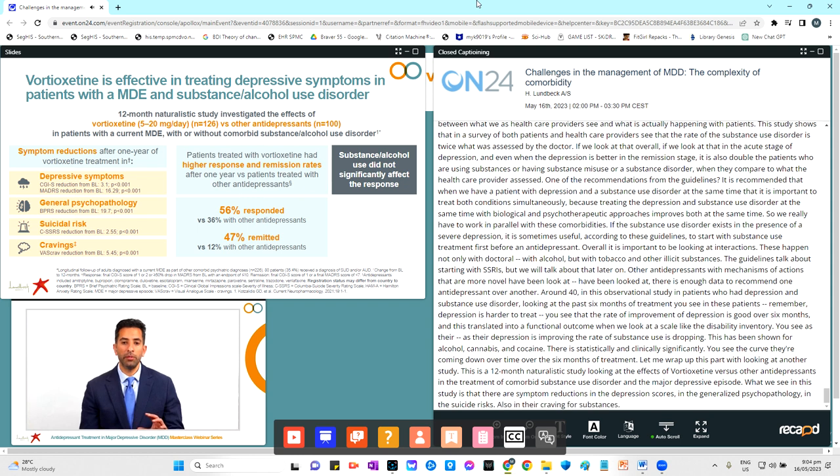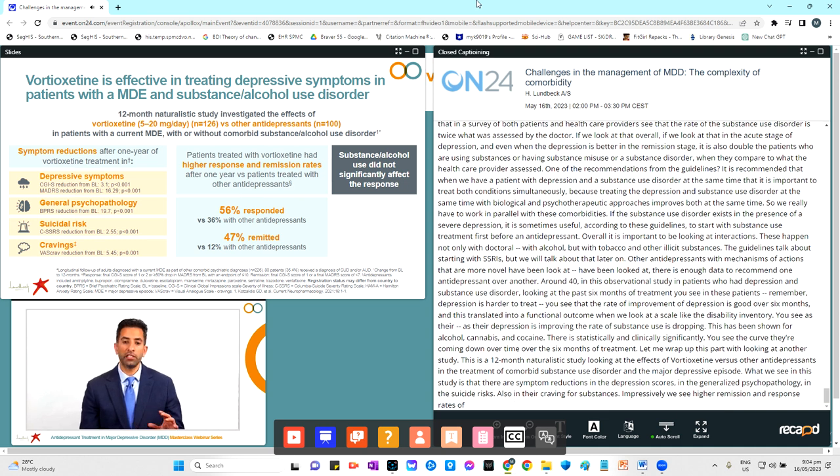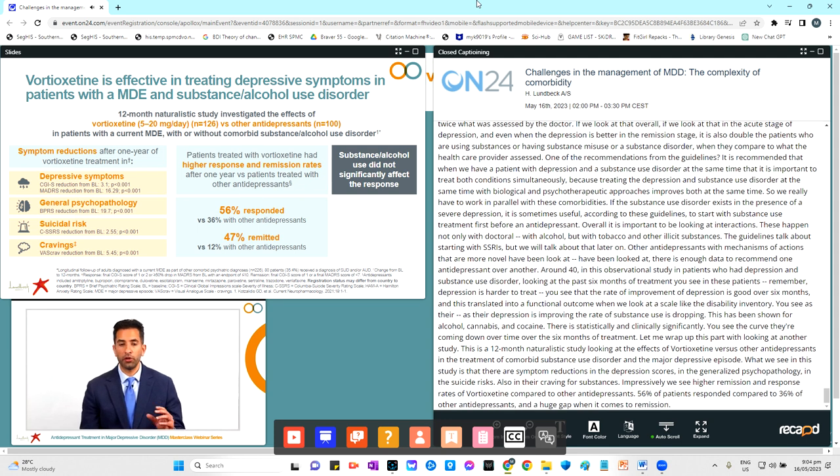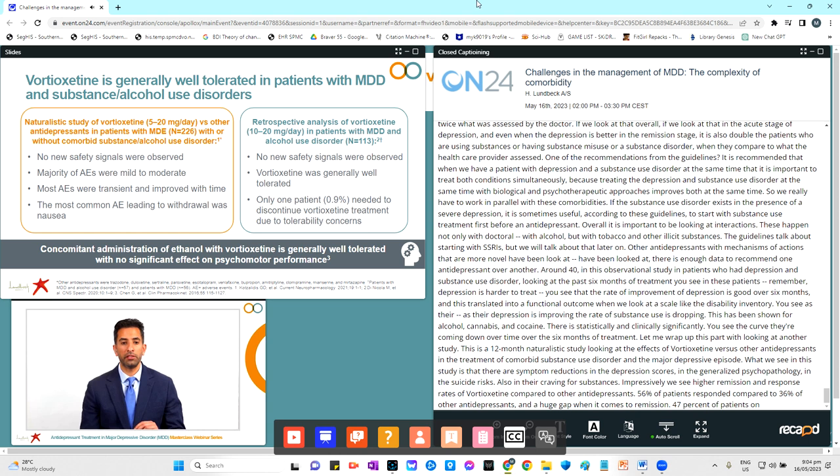Impressively, we see higher remission and response rates of vortioxetine compared to other antidepressants. 56% of patients responded compared to 36% of other antidepressants, and a huge gap when it comes to remission. 47% of patients on vortioxetine remitted compared to 12% with other antidepressants.